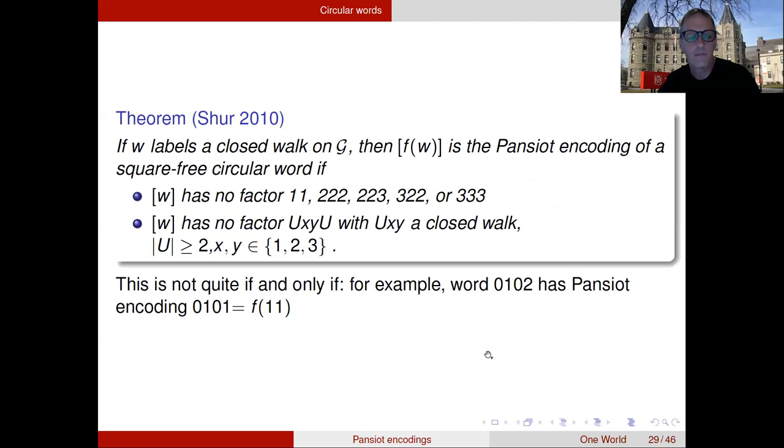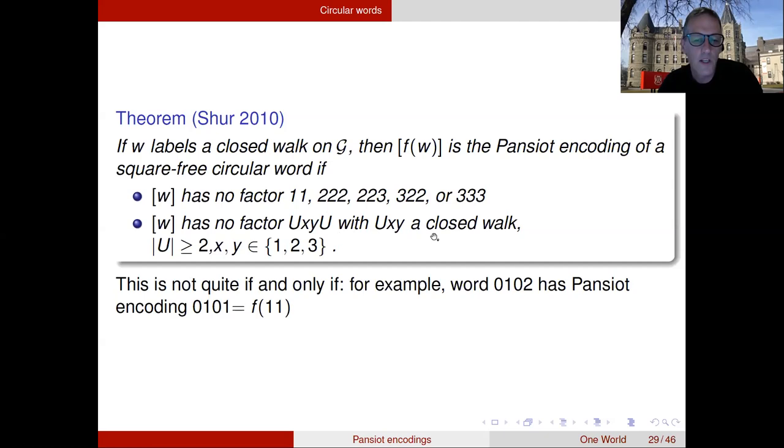And here is a theorem from Schur's paper. If W labels a closed walk on the graph G, then F of W is the Pansiot encoding of a square-free circular word if W has no factor 11, 222, 223, 322, or 333. It has no factor UXYU with UXY a closed walk. In other words, there's no power. This is like a square in the Pansiot encoding. A square would be UXY, but we leave two letters off because it's only a Pansiot encoding.